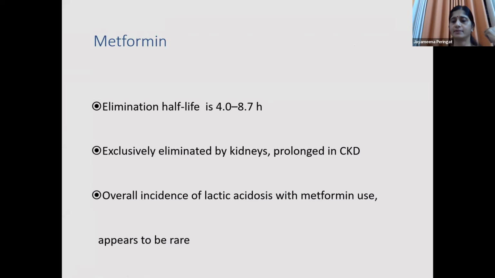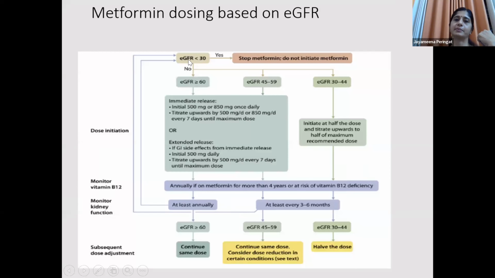The next drug which we think is very important is metformin. Although it's exclusively eliminated by kidneys and its half-life can increase with decrease in GFR, the overall incidence of lactic acidosis is very less. So now the recommendation is that it can be used up to a GFR of 30. And even at GFR of 45 to 59, you can actually give the same dose without much dose reduction.